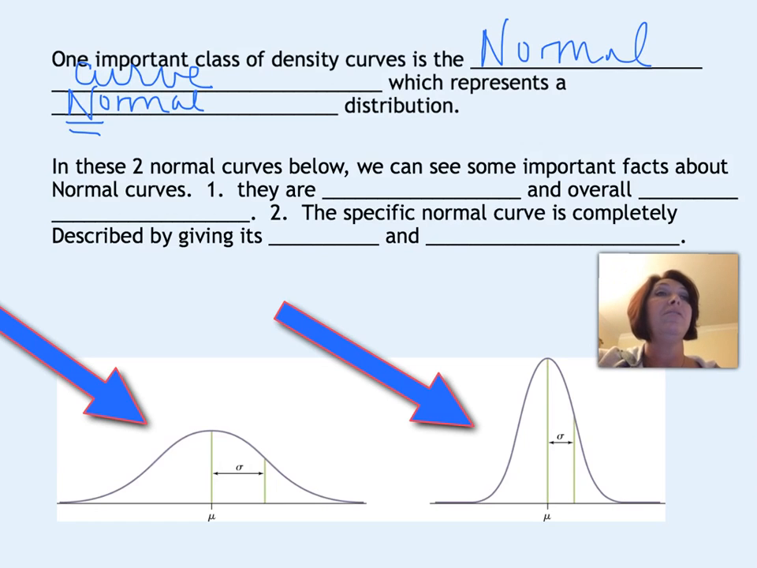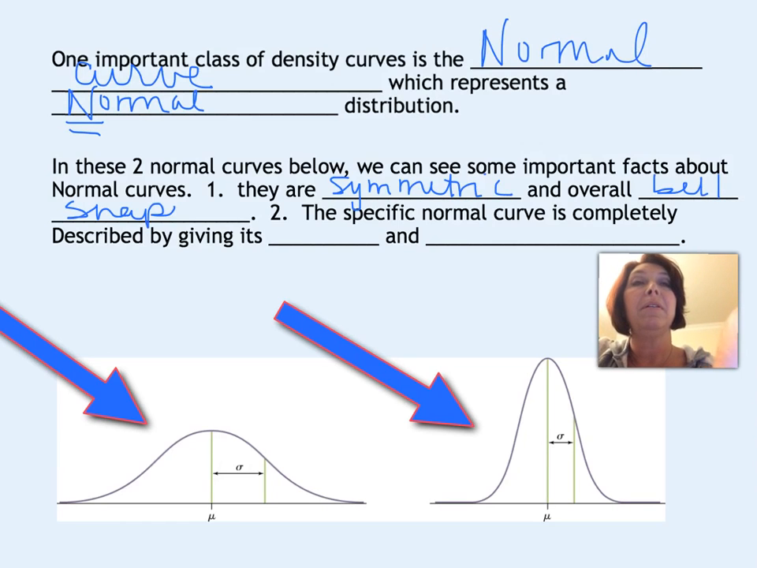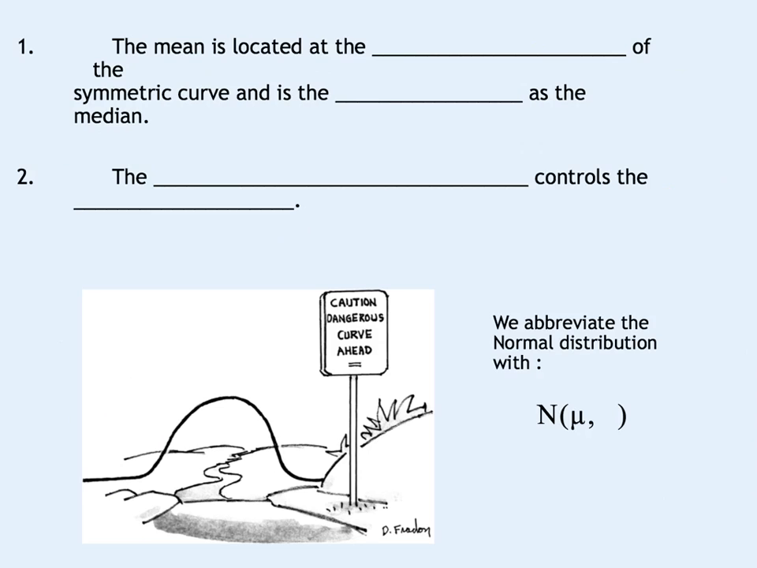First of all, they are symmetric. Same shape. And overall, we would call them bell-shaped. And the normal curve is completely described by giving its mean and standard deviation. That's almost like its name and its middle name, mean and standard deviation. The mean is located at the center of the symmetric curve and is the same as the median.